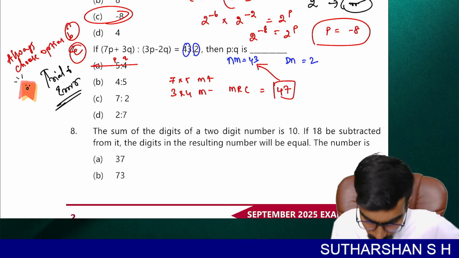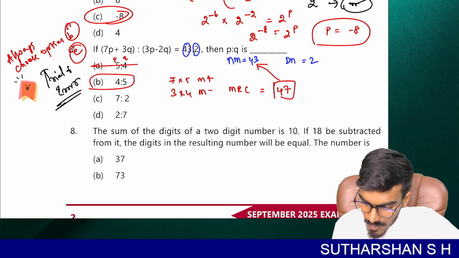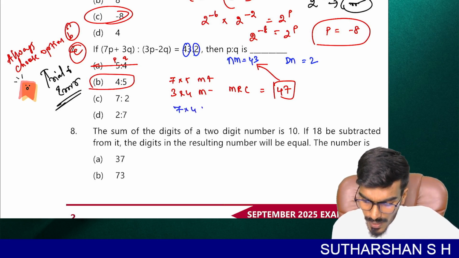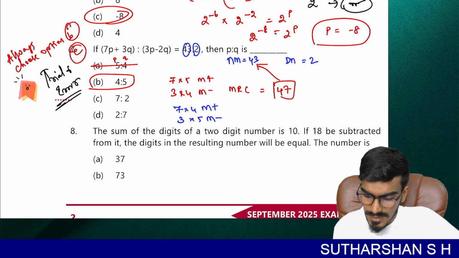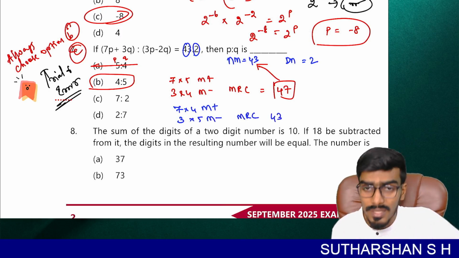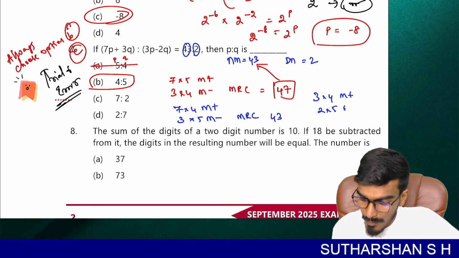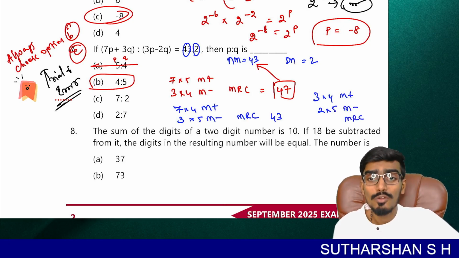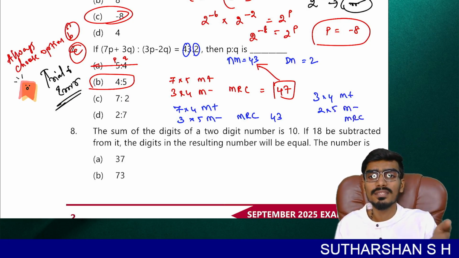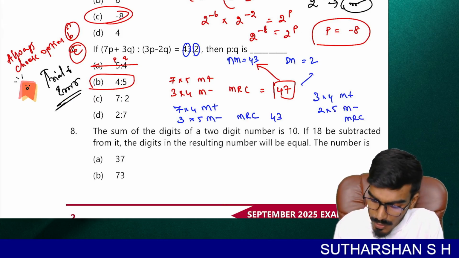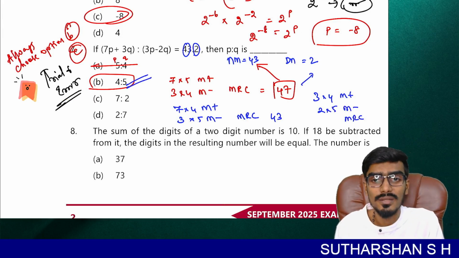Okay, leave it. Now come to option B. What is option B? 7 into 4m plus 3 into 5m. 7 4s are 28, 5 3s are 15, 28 plus 15, you get 43. Okay, numerator is done. Now come to the denominator: 3 into 4m minus 2 into 5m. 3 4s are 12, 2 5s are 10, 12 minus 10 gives you 2. So both answers match. My answer is option B.